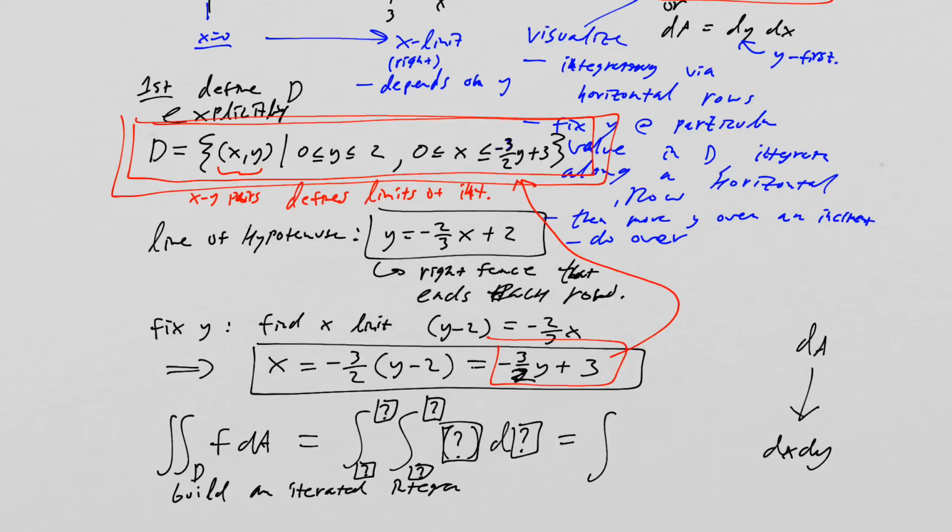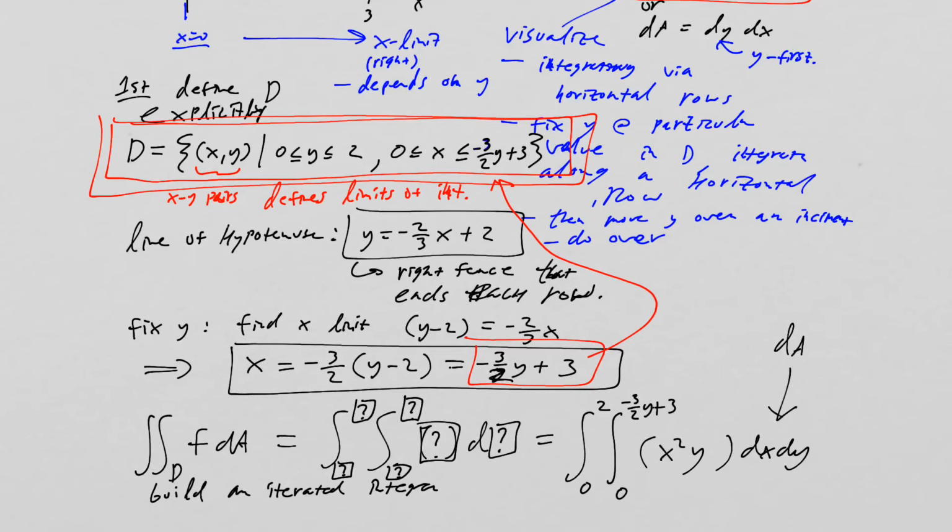The next thing we need to do is write out the integrals. We know the y integral is going to go from 0 to 2 for y, and x is going to go from x up to 3/2 y plus 3. And finally, the function we're integrating is going to be x squared times y. That was defined in the original problem. So right here, this is going to be our iterated integral.